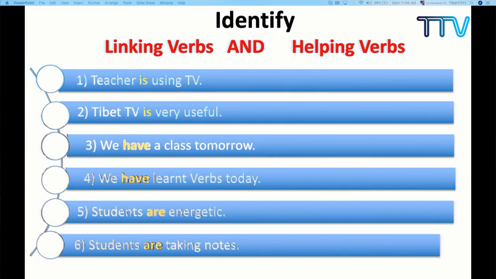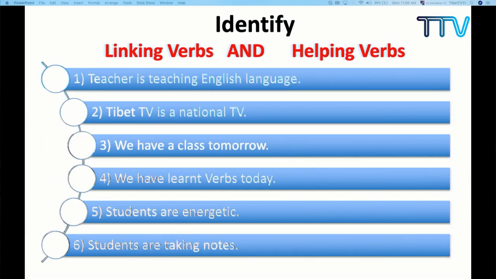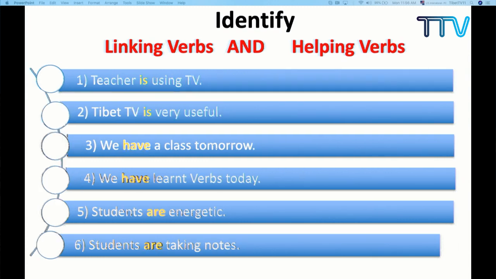Here you are. Okay, yes. Teacher is using TV. Okay, yes. Teacher is, what did I do? Tibet TV. Okay, linking. I want you to identify this. Teacher is teaching. Do you have any idea? I don't know, I've just messed up all the slides here or not. Okay, yes. Linking and helping verb.